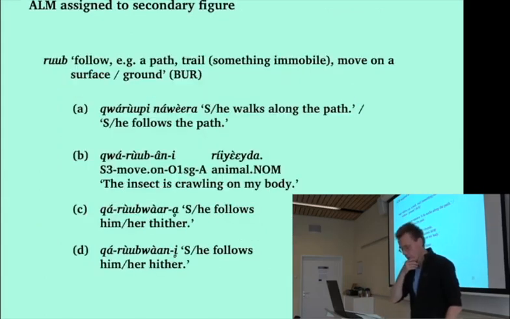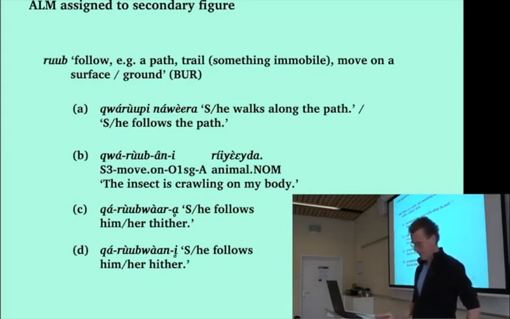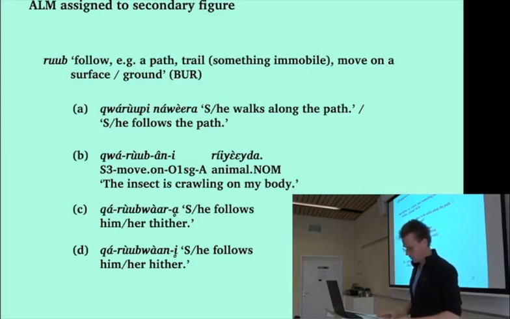The verb dub, to follow, for example, a path or a trail, basically denotes a locomotion of an agent subject with respect to a surface, encoded as direct object in 20a and b. And the crucial point here is that the second participant takes the ground role and is immobile. And this changes with the verb being extended by the ALM markers in C and D.